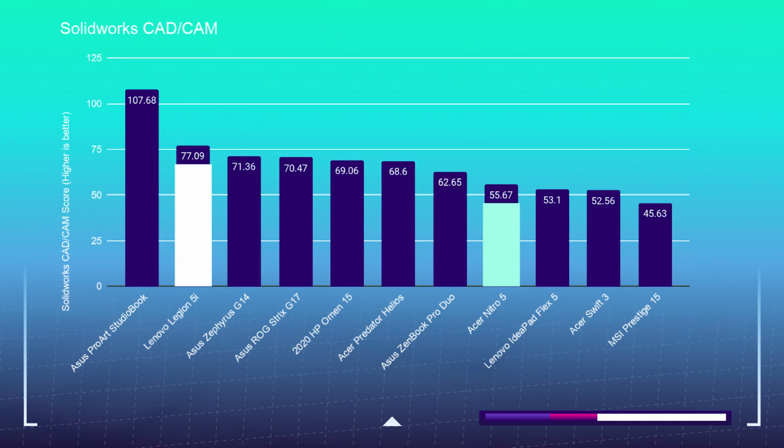The Legion 5i and SolidWorks 77 and the Nitro 5 55. As you can see, the GTX 1660 with its higher VRAM and CUDA cores is able to give quite an advantage over the Nitro 5. So if you're considering a 3D modeling laptop, then the Legion 5i will be the one that you want to pick. But what about video editing?